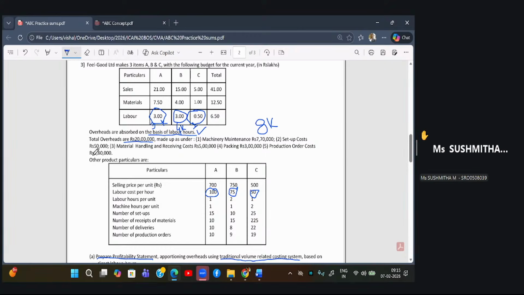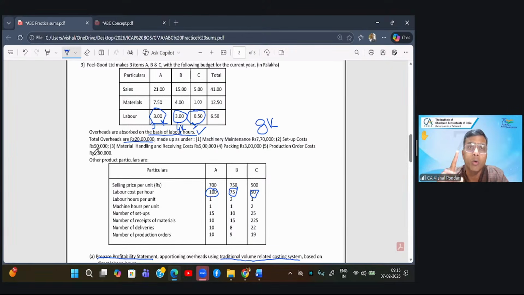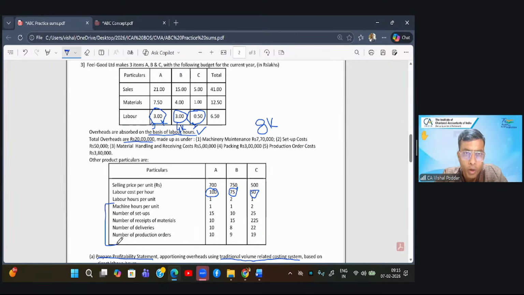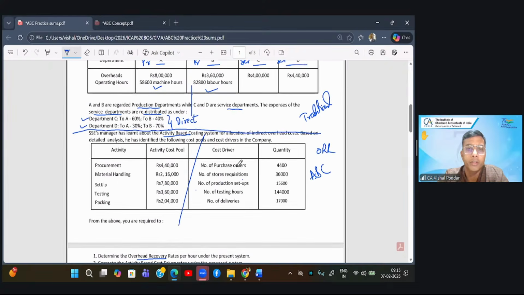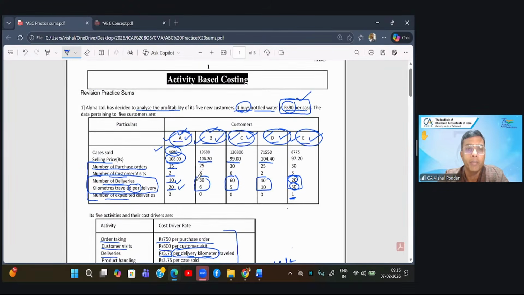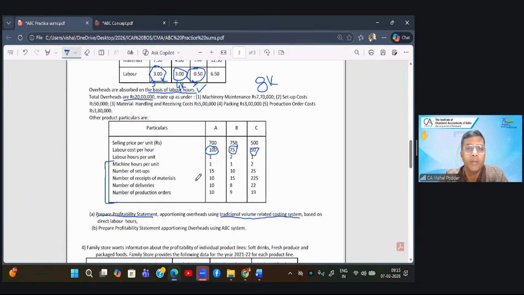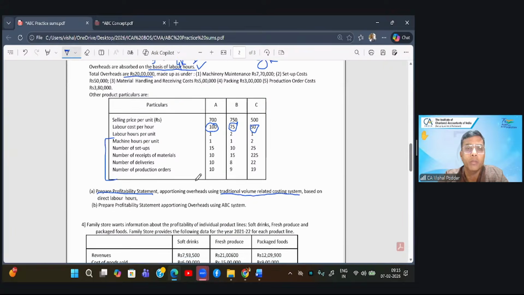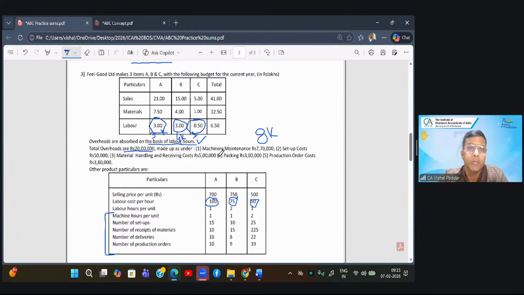Now, the most interesting part in this question is they have not told you what the cost drivers are. So from the data given here, you have to yourself find out what will be the cost driver for which activity. This is the special point in this question. Prior to this, in all questions, they had straightforwardly given you the activity and the driver. Here, they have not told you which driver to use for which activity. That is what you have to find out. So now you have to match the pairs.